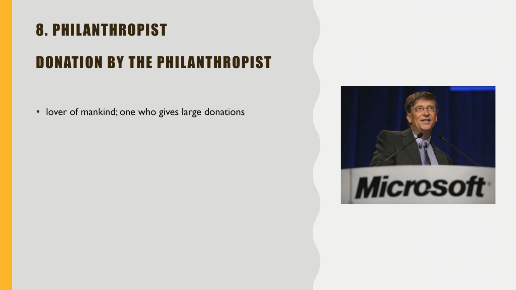Philanthropist, donation by the philanthropist. And so a philanthropist is the lover of mankind, one who gives large donations. And we say lover of mankind because of the roots of the word. Philos means love, and anthropos means mankind. And so the word itself says it's a person who loves mankind. Now, if I love the mankind and love everybody, I don't become a philanthropist, though.